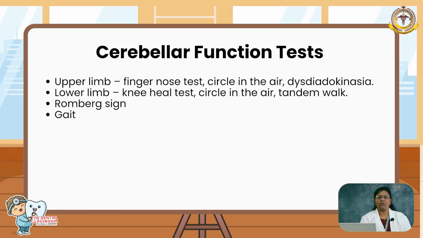Then circle in the air, drawing a circle with the tip of the finger. If they are not able to do it, then a cerebellar disorder is present. Likewise in the lower limb we have a few tests like the knee heel test, circle in the air and tandem walk, walking in a straight line. Persons with cerebellar disorders will not be able to do all these tests, and Romberg sign will be positive in the cerebellar lesion. Also the cerebellar ataxic gait will be present. So this is about the cerebellar function tests. With this I will wind up the cerebellum topic.